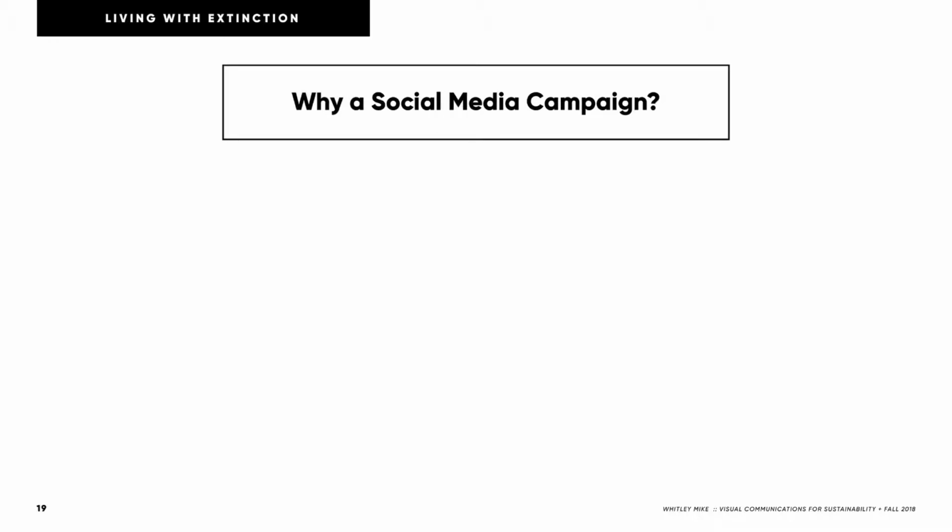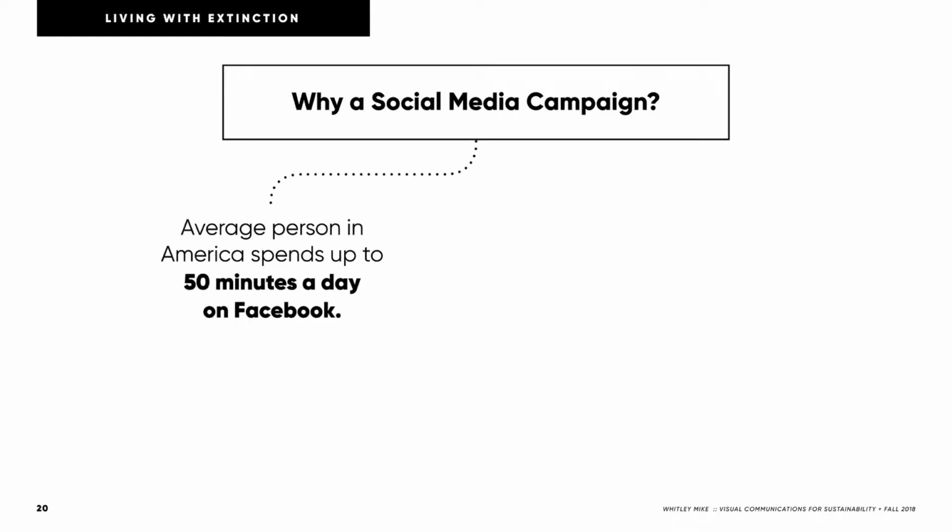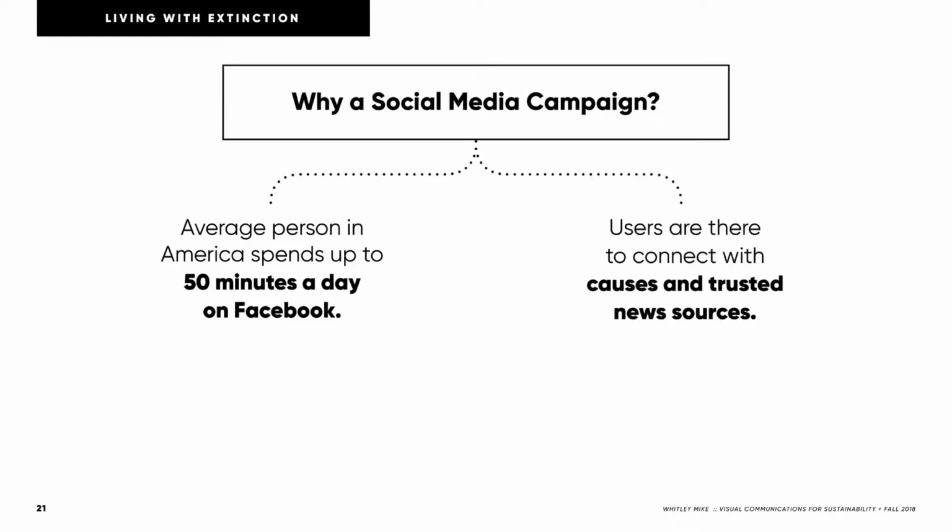It's no secret, social media has become a huge part of our world's dialogue. The average person in America spends up to 50 minutes a day on Facebook alone. What's also interesting is that the user experience has shifted on social media. No longer are they there for just connecting with their friends, but users are also there to connect with causes and trusted news sources. So by designing visual communications to be optimized for Facebook, there is an opportunity to create a movement to digitally inspire change.